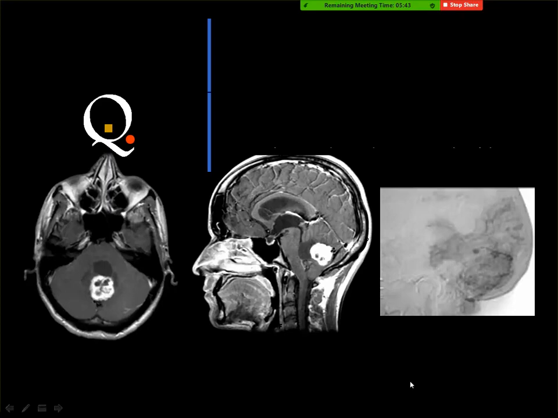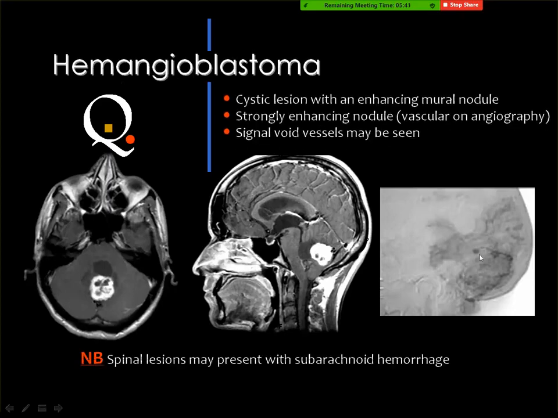Hemangioblastoma. Yes, and this is hemangioblastoma because you have the angiography. The angiography showed that the nodule is enhancing or hypervascular, which means that you are dealing with hemangioblastoma, but in astrocytoma, the nodule is hypovascular.